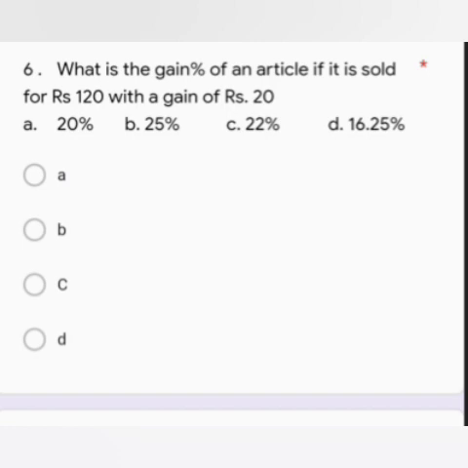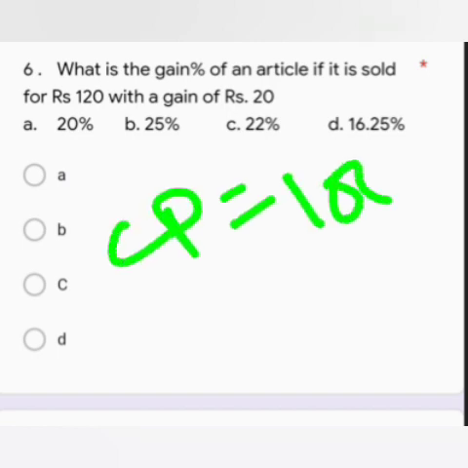See here, SP is 120 and gain is 20. That means CP will be equal to 100. Simply see, CP is 100, isn't it? See, sold at 120, there is a gain of 20 rupees. That means the CP is 100, 120 minus 20. Now he is asking, what is the gain percent? For 100 rupees, he is gaining 20. So the gain percent is 20%.